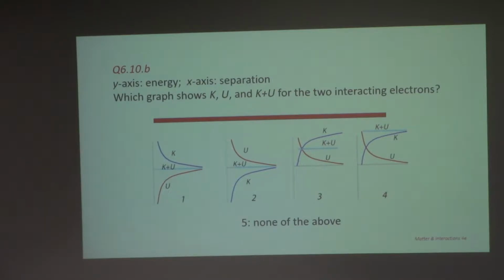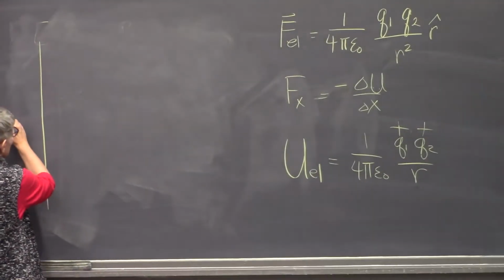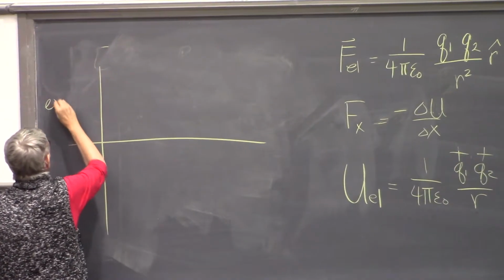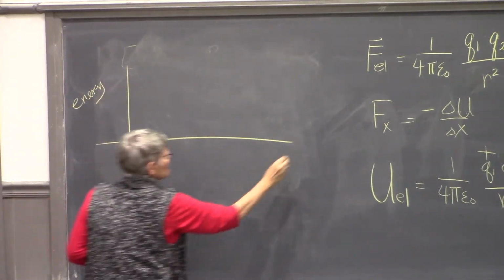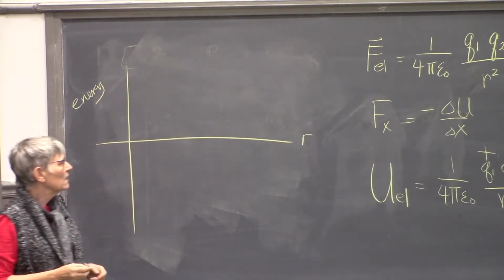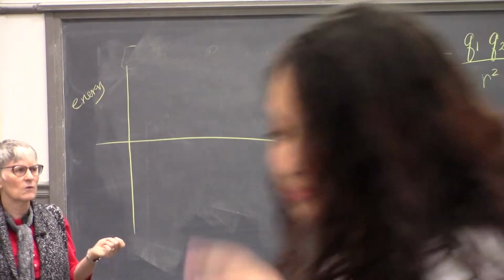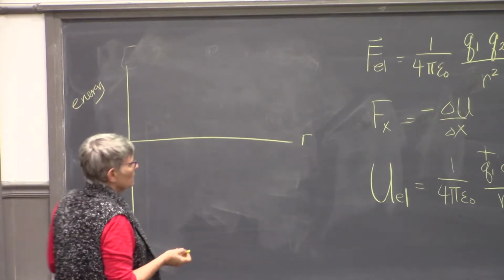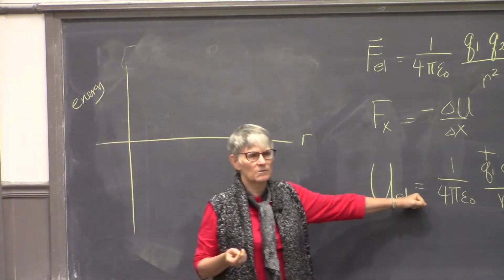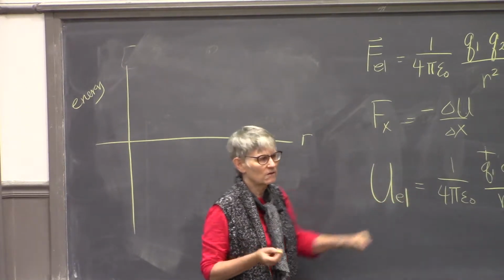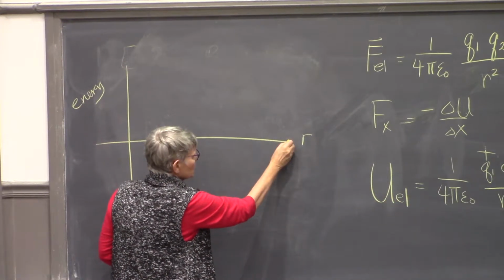So what do you think? What's the answer? Okay, we're very divided. I see 4, 3, and 2. So let's think about how we think about this problem. So this is energy. This is separation. Now, is this a repulsive interaction or an attractive interaction? Repulsive. So the electric potential energy is going to be positive or negative? Positive.